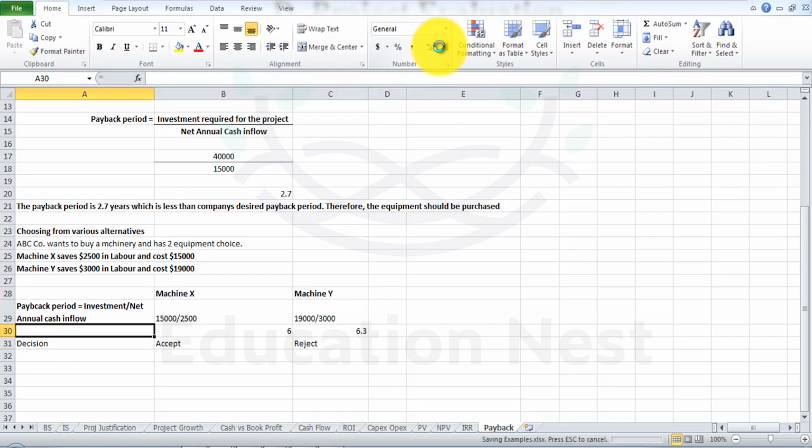So this is how you determine which one to choose and which one to drop. Just compute the payback period for every individual project, purchase, or whatever investment decision you need to make, and pick the shortest payback period. The condition here is that if the company had put in one more condition, that the company's desired payback period is 4 years, then in that case both machinery proposals would have been rejected, and neither of them would have been purchased.